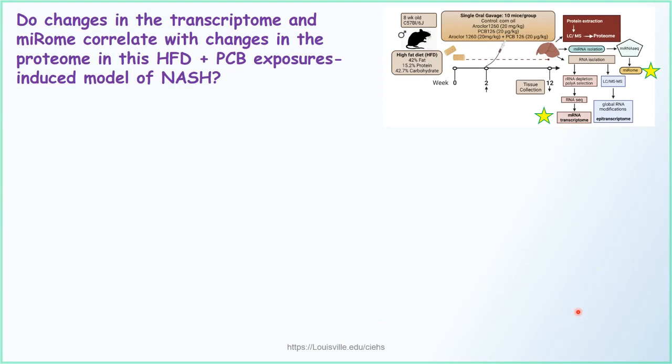As I mentioned, we also looked at the microRNAome, all the microRNAs that were identified as changed with the three PCB exposures, Aroclor 1260, PCB 126, or the combination thereof. And we also looked at the mRNA transcriptome. So we could ask the question, do changes in the transcriptome and the miRNAome correlate with changes that have already been reported by the CAVE group in this high-fat diet and PCB exposure-induced model of NASH?